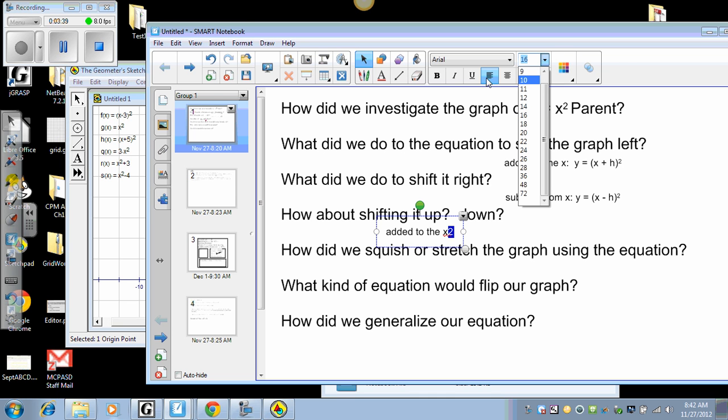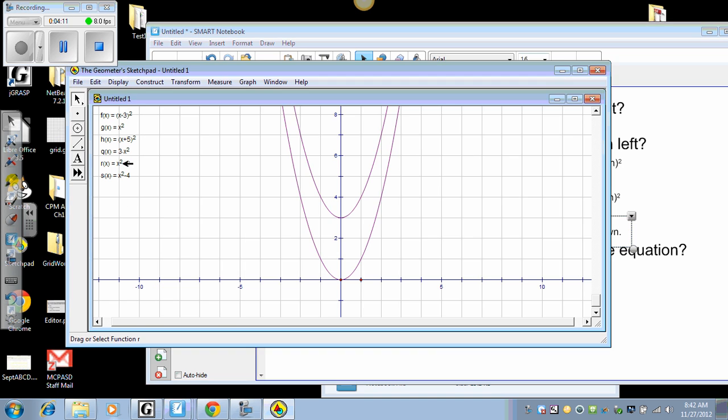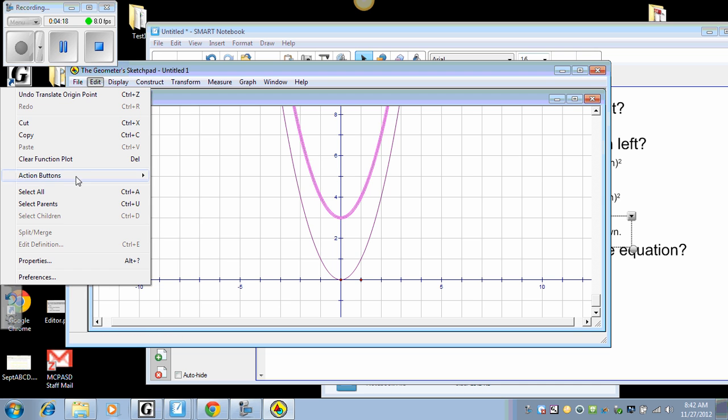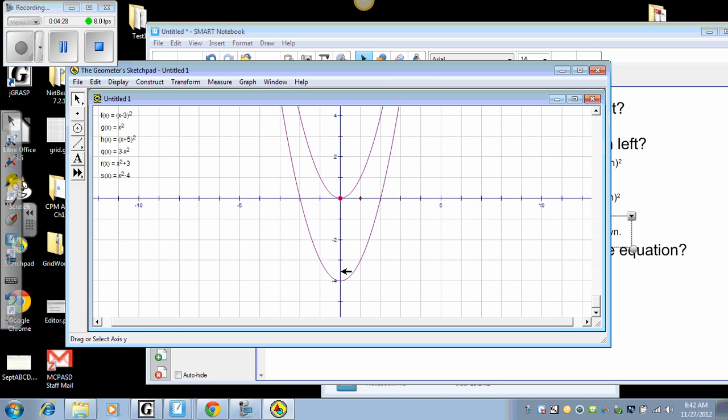But what did we do to shift it down? Well, that stands to reason. We subtracted. So we shifted up by adding, and we subtracted to shift down. All right, and then just to show that shift down, we will shift it down 4 here. And now it went down 4. Same parabola, it just moved down 4.